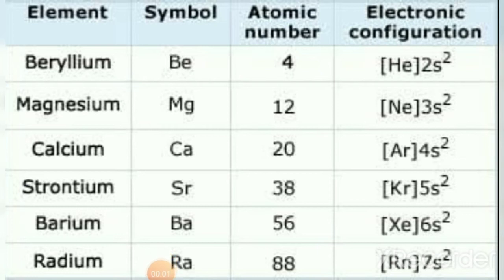Consider group 2 elements: beryllium, magnesium, calcium, strontium, barium and radium. The atomic number of beryllium is 4 and its electronic configuration is 1s2, 2s2, which can be written as helium configuration 2s2. Magnesium, atomic number 12, has the electronic configuration 1s2, 2s2, 2p6, 3s2, but the configuration can be written as neon configuration 3s2. Thus, in group 2 elements, the 2 valence electrons are present in the s orbital. Since the 2 valence electrons are in the s orbital, group 2 elements also belong to s block.